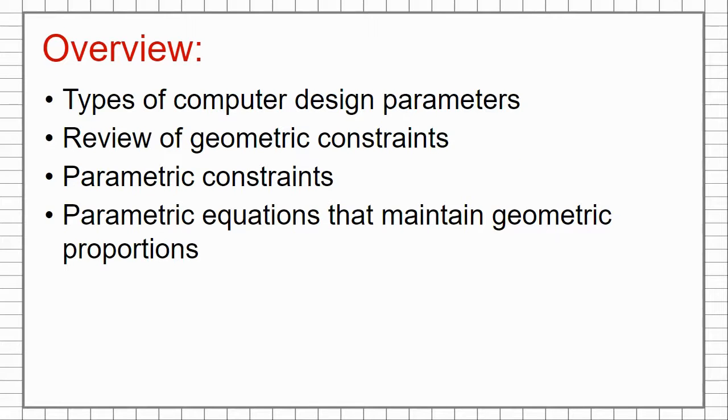Brief overview of what we're going to talk about today. We're going to talk about some of the different types of computer design parameters, and I'll explain what that means. We're going to review geometric constraints, which we talked about way back in Unit 4 when we first got into Inventor. Parametric constraints is the real topic of today, and we'll look at how we can use parametric equations to maintain the proportions of a model even if we decide to change its size around a little bit.